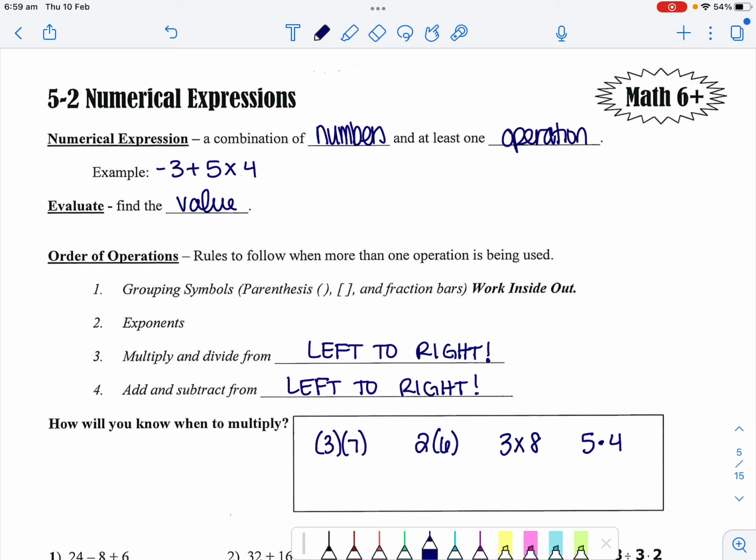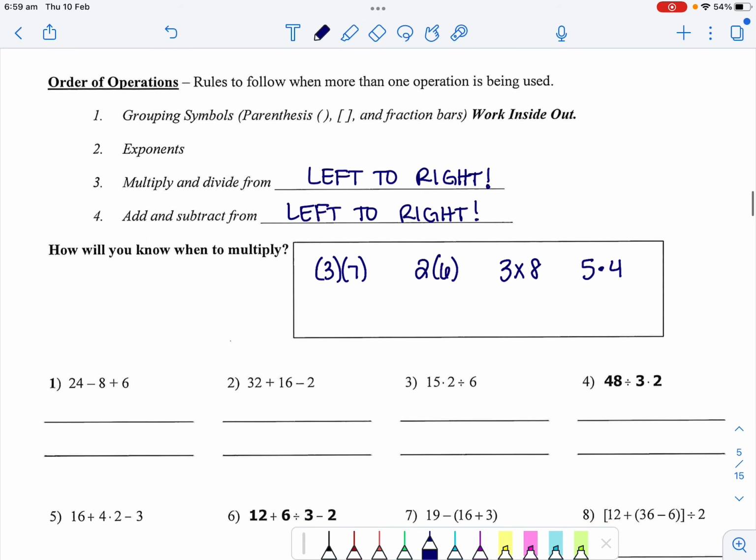How will you know when to multiply? You'll know when to multiply when 2 numbers are in parentheses next to each other, when you have a number next to a parentheses or a grouping symbol, when there is the X for multiplication, or when there is the dot for multiplication. These are the 4 that I can think of right off the top of my head. If there's any others that come up throughout the course of evaluating these expressions, we'll add those to this box.